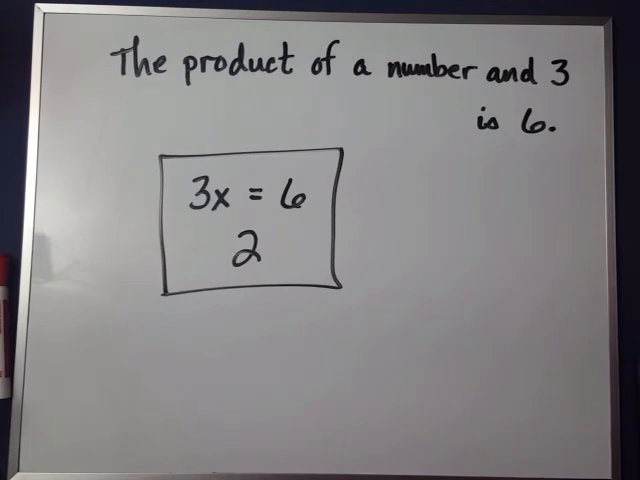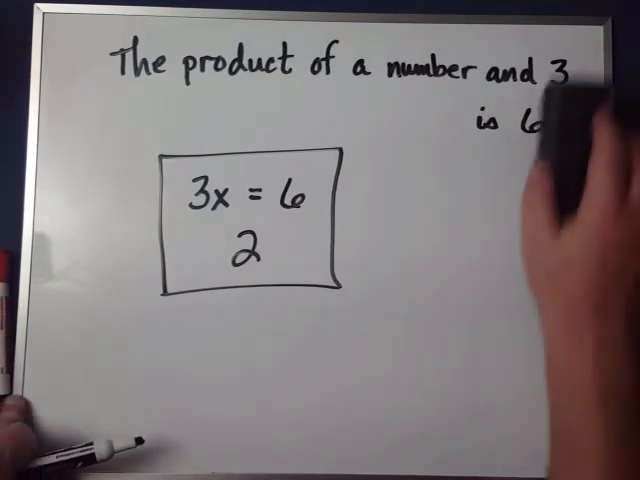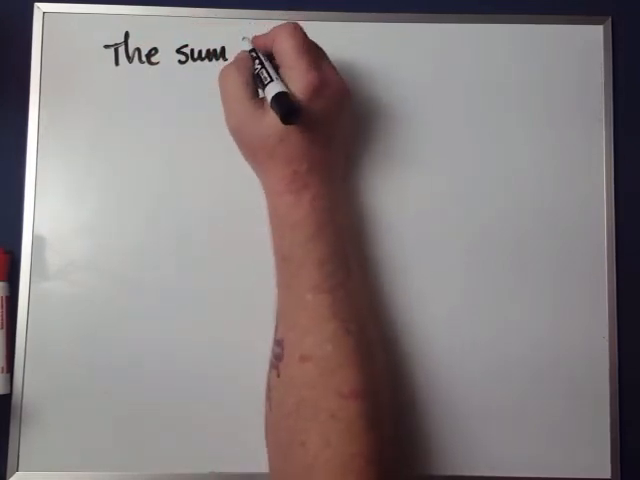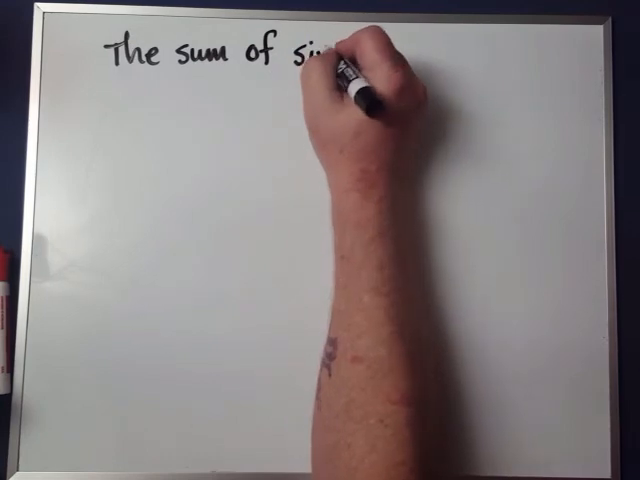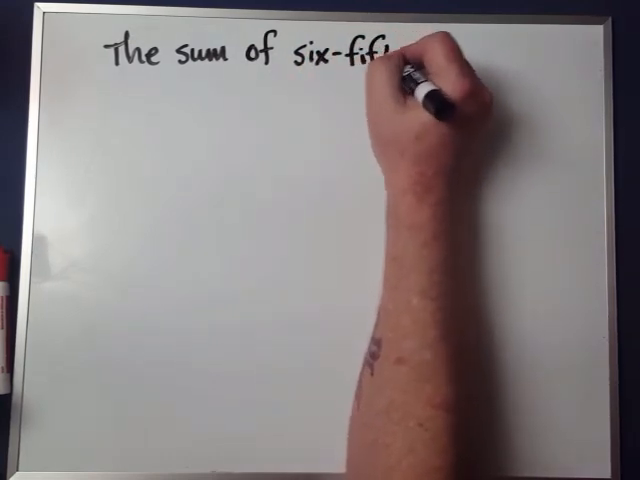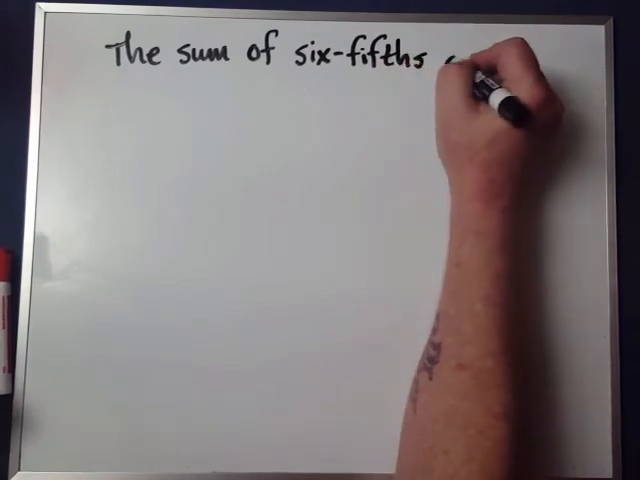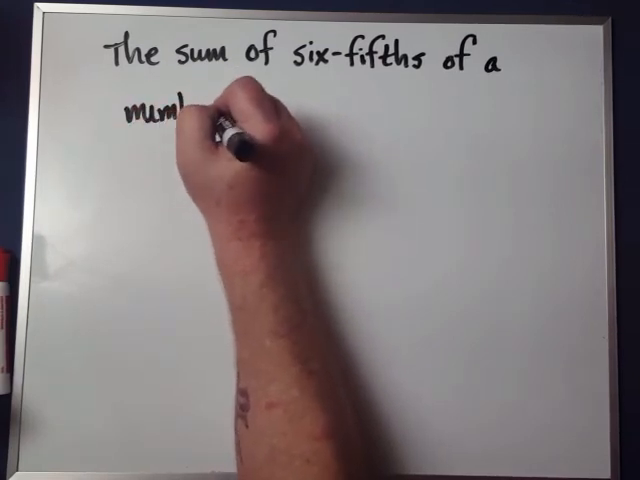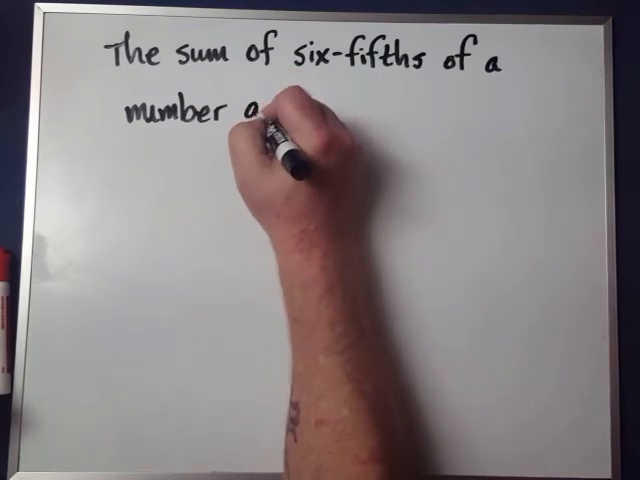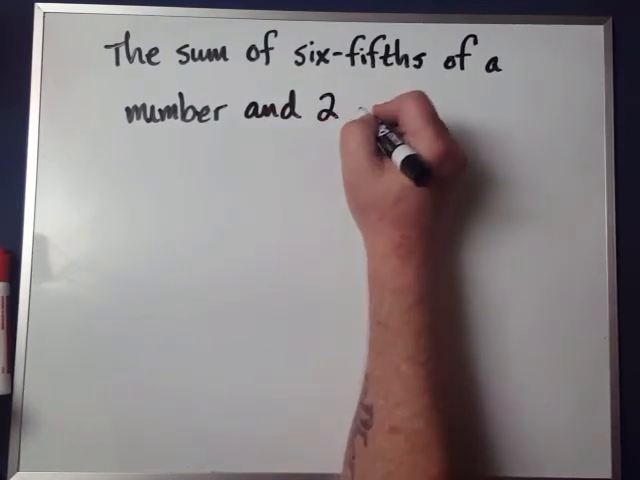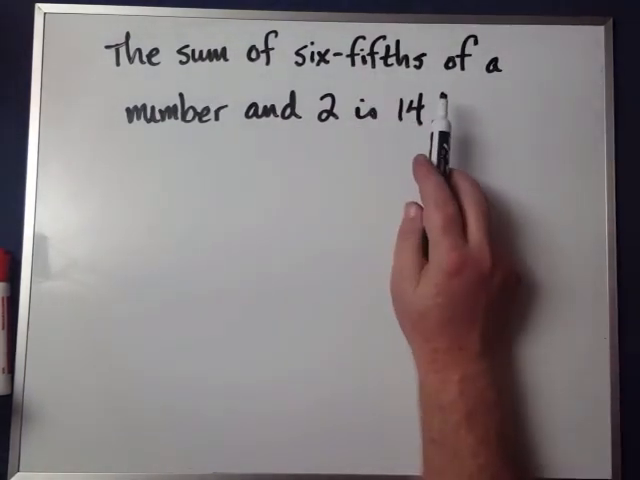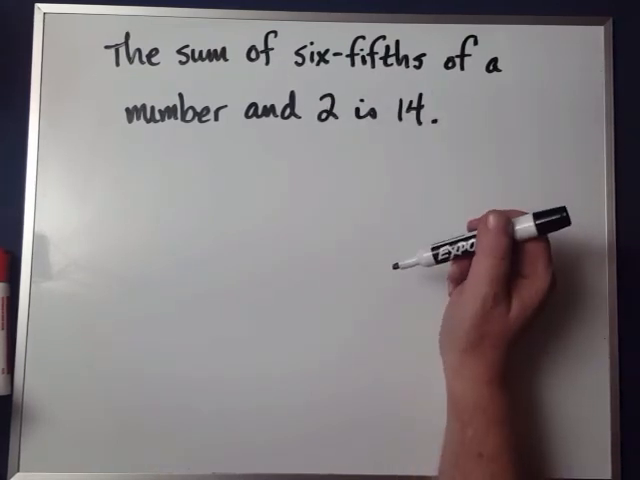Number 70. The sum of 6/5 of a number and 2 is 14. Let's talk about this 6/5 of. That's all I want to talk about at the moment.